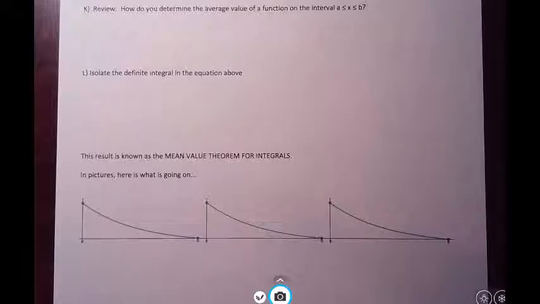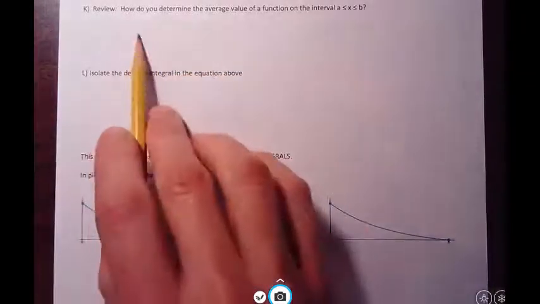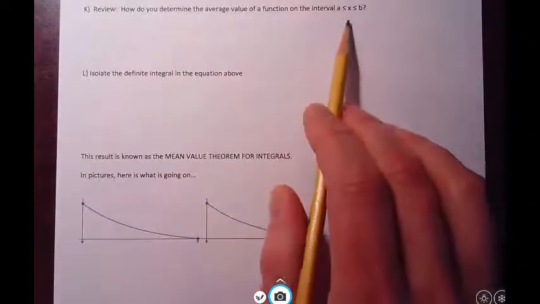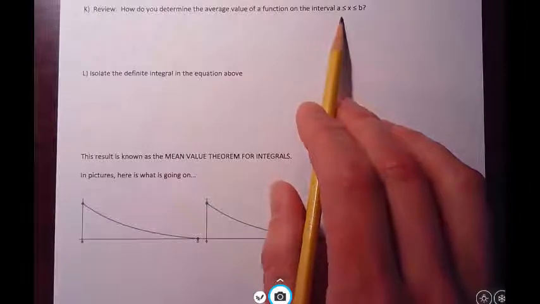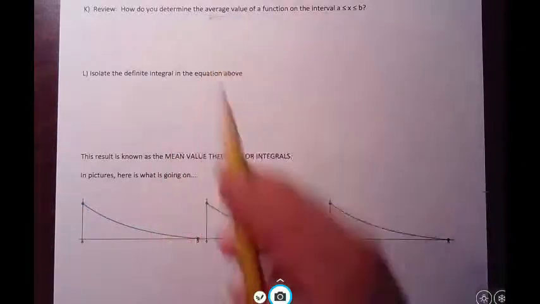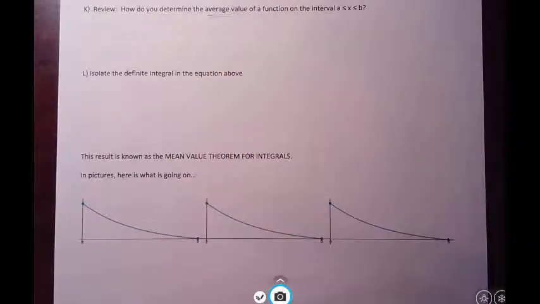All right, so continuing on with the 6-1 notes, we're going to start off with a review problem, and then we're going to springboard from there into some new stuff. Real simple question. It says, how do you determine the average value of a function on a certain interval? Average value, hopefully that rings a bell as the integral over the interval.